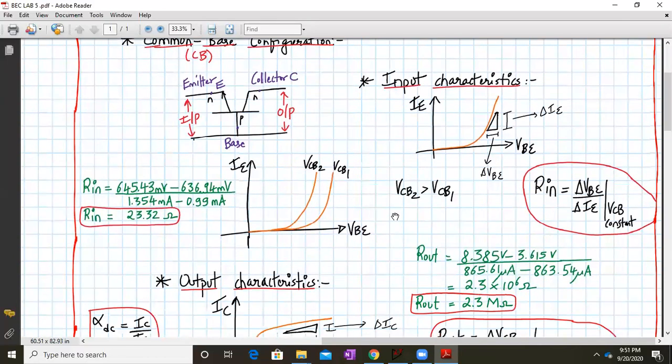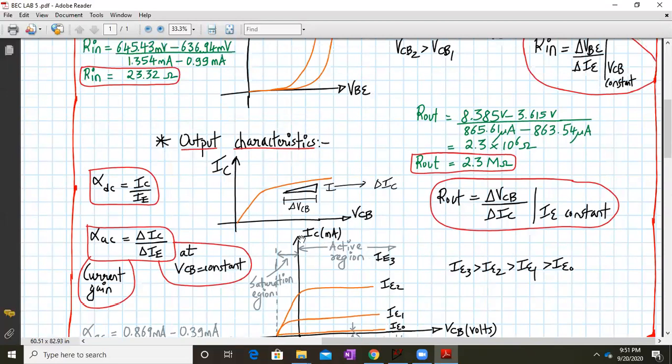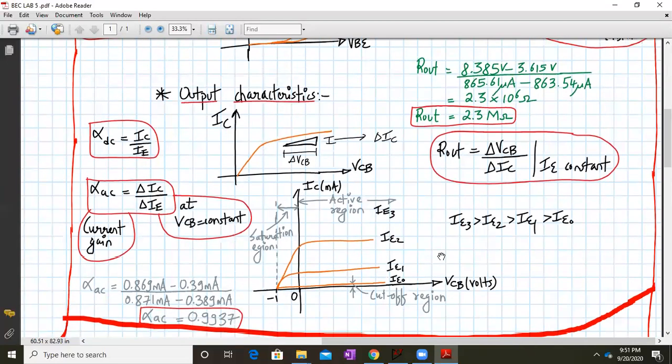The input characteristics will give you information about the input impedance. We'll see that shortly. And the output characteristics are plotted between VCB and IC, that is the output voltage versus output current, at a constant value of input current, which is IE over here. These are the different values of IE. Actually here IE3 is missed out. Not a problem, you can take this till IE2.